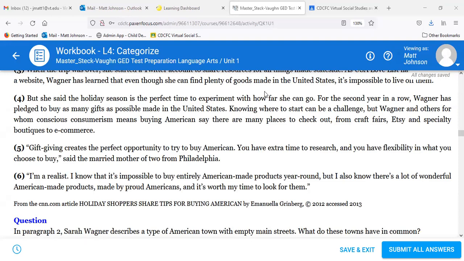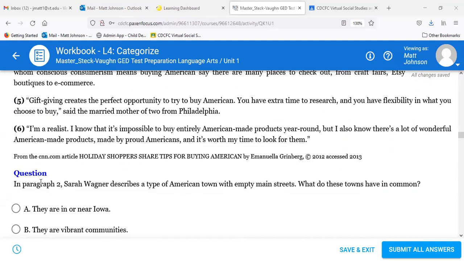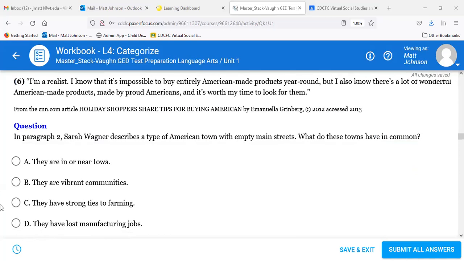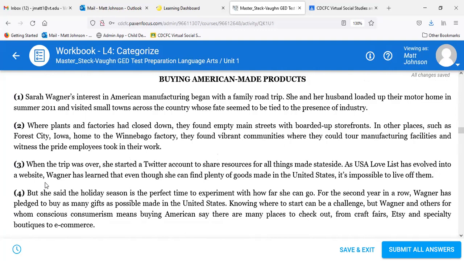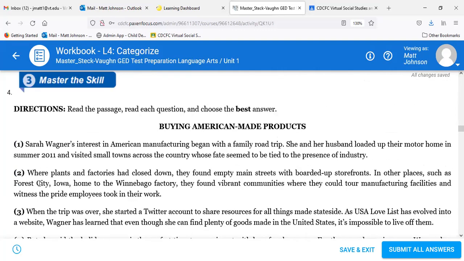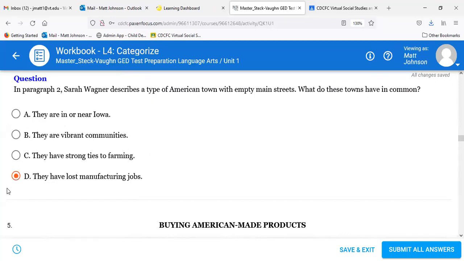Okay, so going on here to paragraph two, Sarah Wagner describes a type of American town with empty main streets. What do these towns have in common? D, as in dog. They have lost manufacturing jobs, right? So nothing here really about farming. Some of them are vibrant, but what she's really doing here is describing American towns. If we go back up to sentence two, right off the bat, where plants and factories had closed down, they found empty main streets with boarded up storefronts. So D, as in dog, for number four.